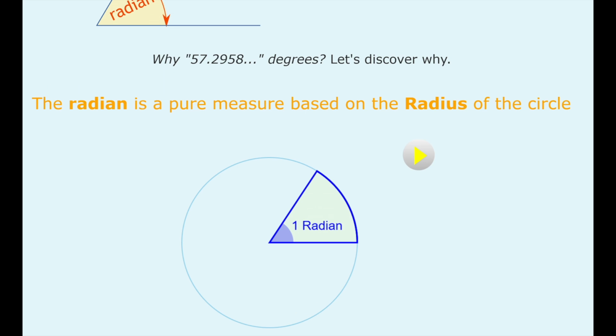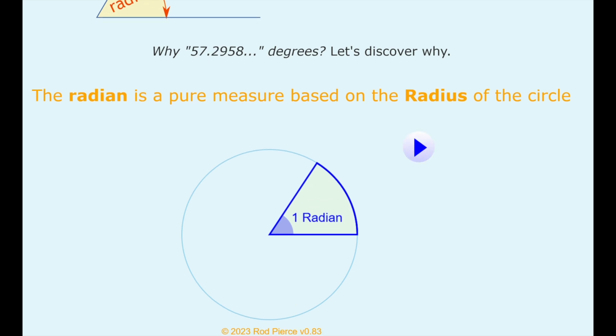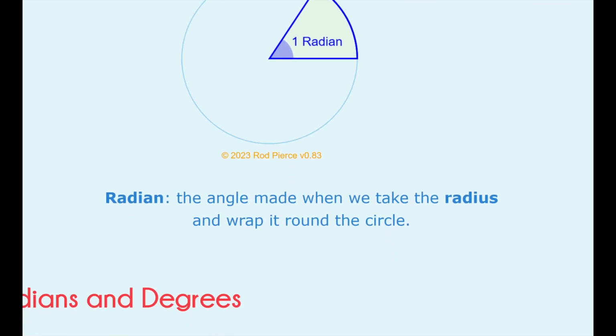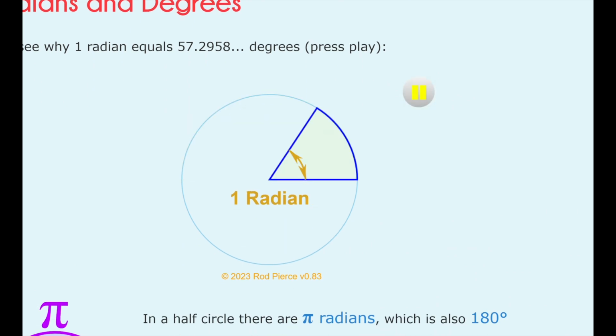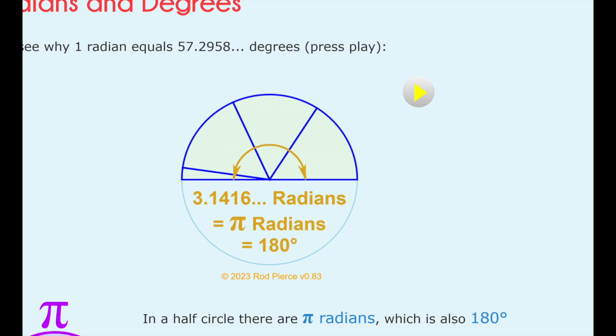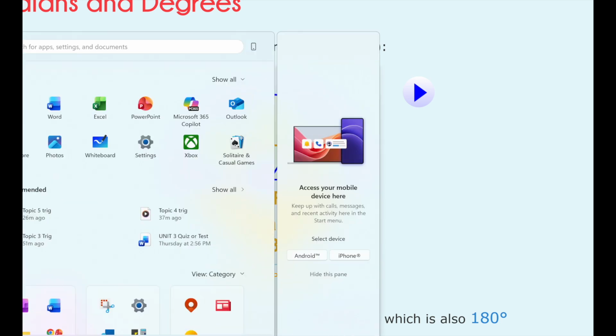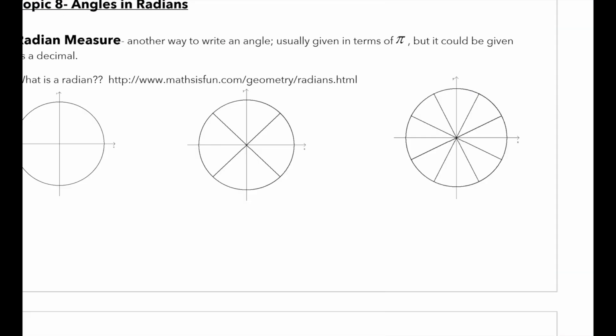So 1 radian is really just 57.2958 degrees, roughly. But it's really cool because if I take 3.14 radians, it matches up with 180 degrees. So pi radians is 180 degrees. We don't really use decimals as much with radians. Instead, we use radians in terms of pi. So let's go ahead and take a look at that.